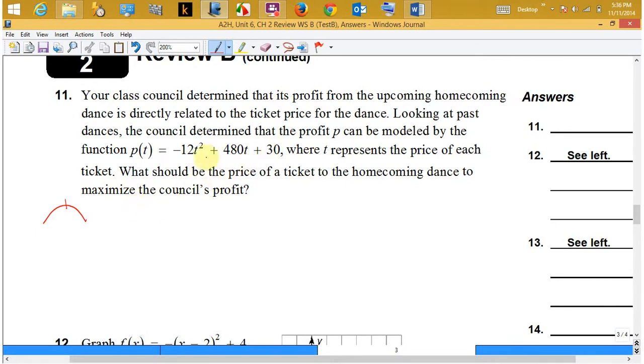And if I look at this, remember a will be a negative 12, b is equal to 480, and c is equal to 30. So my axis of symmetry and the x-coordinate of the vertex is going to be at x is equal to a negative b all over 2a. A negative 480 all over 2 times a, and 2 times a would be a negative 24.